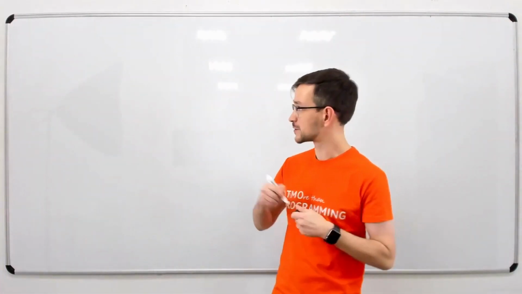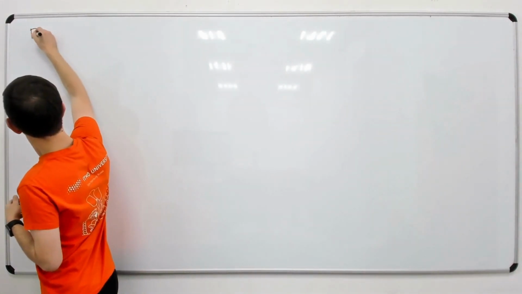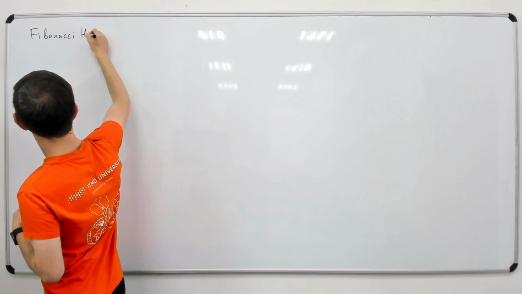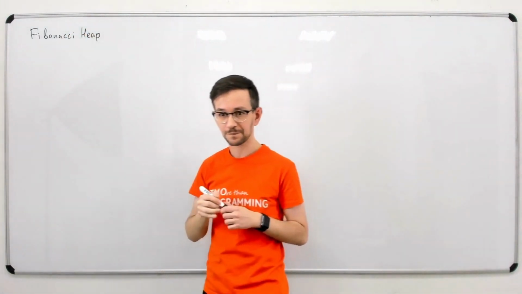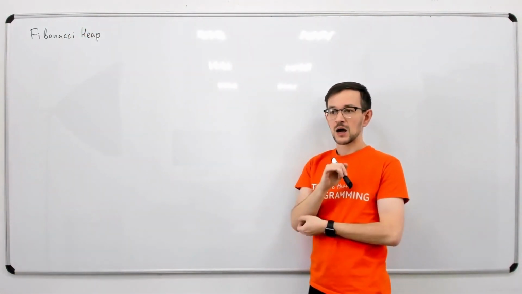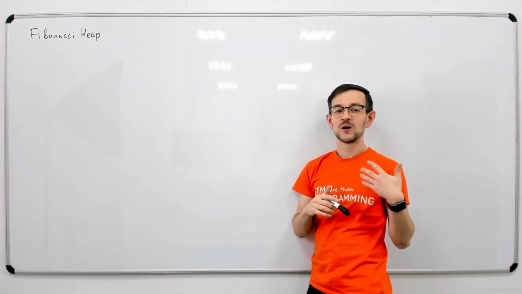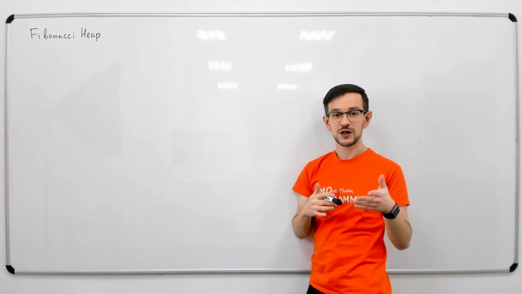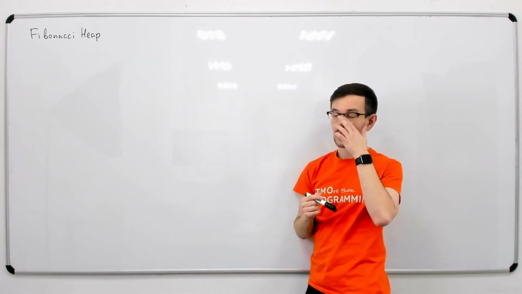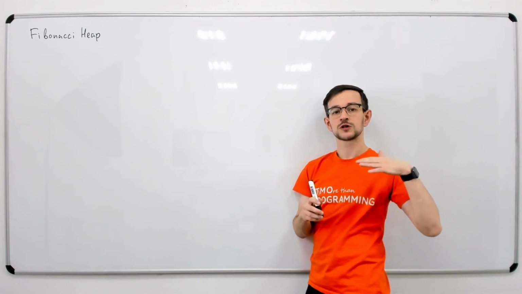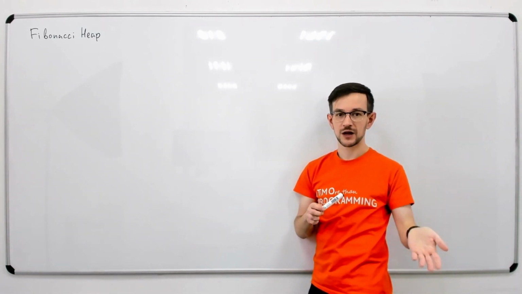Today we talk about Fibonacci heaps. Let's go. So, what is a Fibonacci heap? Fibonacci heap is a heap. So, it is a data structure which supports operations like add element and remove minimal element.